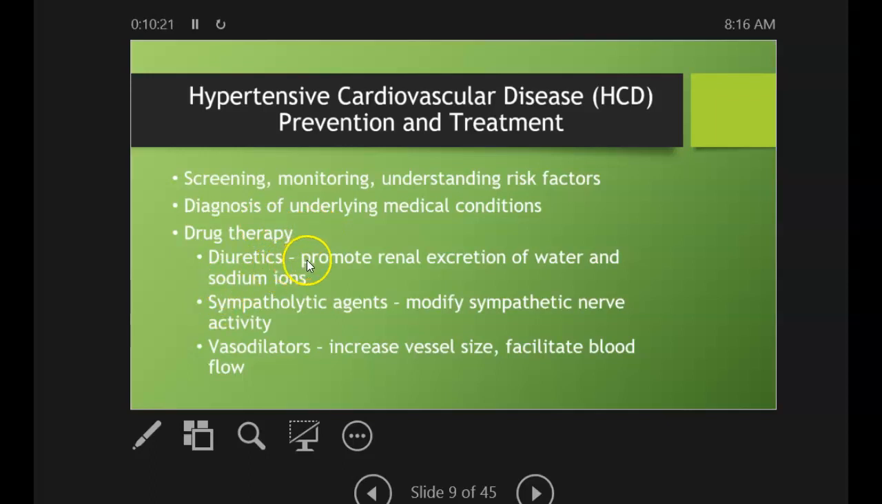So diuretics, that promotes renal excretion of water and sodium ions. Sympatholytic agents, they modify the sympathetic nerve activity, and then vasodilators, they increase the vessel size and they facilitate blood flow through the vessels.